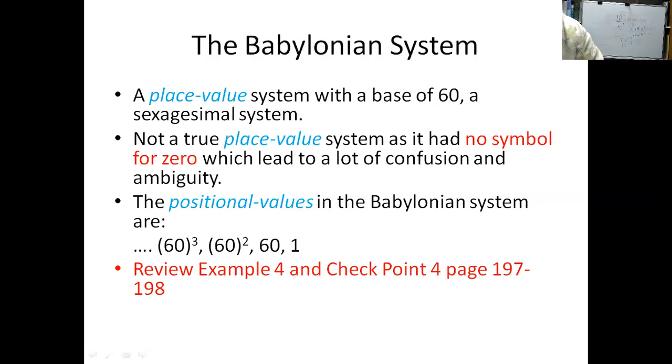Let's, for example, look at page 197, example 4. It says, write each Babylonian numeral as a Hindu-Arabic numeral, like the one that we have. And then it gives us number A. You look at A, and remember that positional value. I guess I better show it to you on the board.